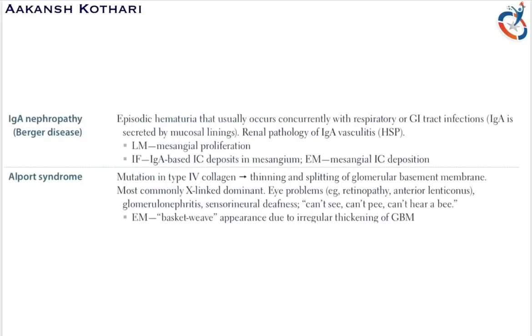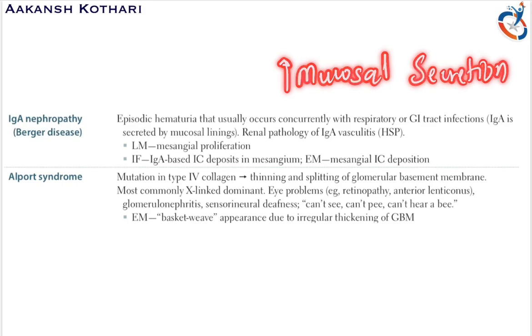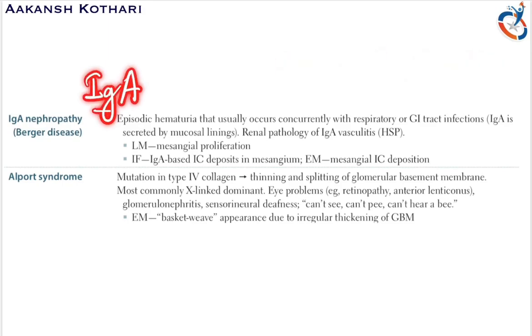Now let us talk about the last two nephritic syndromes. Let's talk about IgA nephropathy or Berger's disease. Now what is IgA nephropathy? Episodic hematuria that usually occurs with respiratory or GI infection. When there is an increase in the mucosal secretion, there is immunoglobulin A produced, correct? And this immunoglobulin A gets deposited in the mesangium and hence leads to IgA nephropathy.